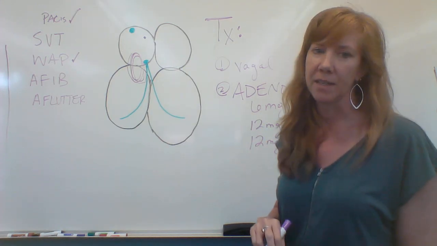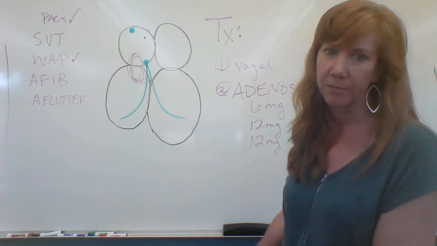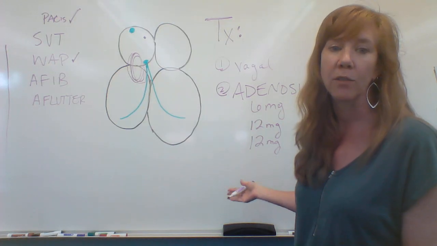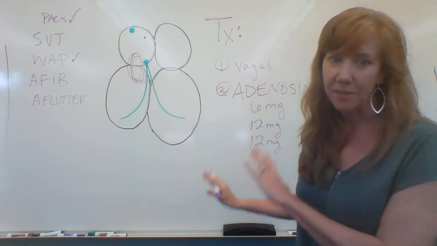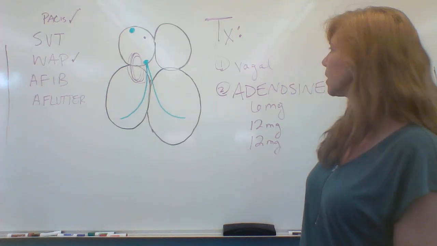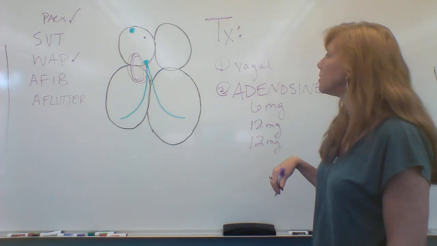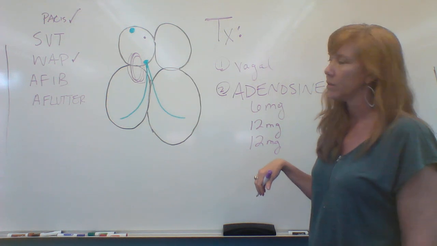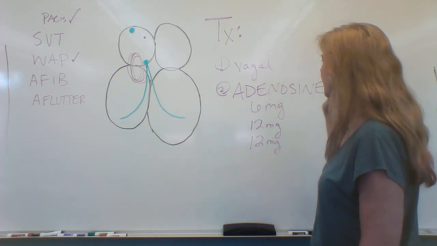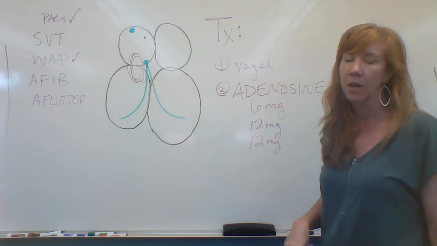That's the recommended schedule. Some docs will tell you to do more, but 6, 12, 12 is the FDA approved dosage schedule. Okay, 2-step treatment. If the patient is stable: vagal maneuver, adenosine, 6, 12, 12.